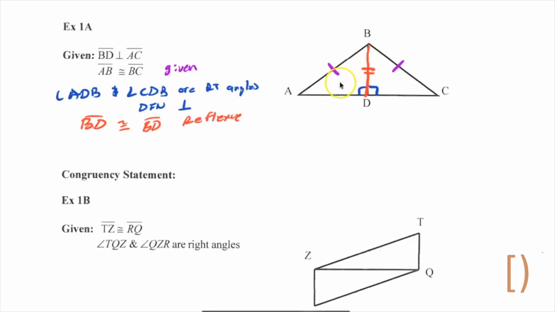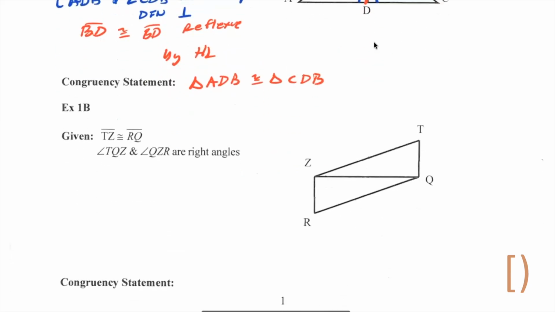And now we have this triangle is congruent to this triangle by HL. So now by HL, we have triangle ADB. Now again, it does not matter how you start the triangle. So I went ADB, so I just got to match it. So it must be CDB, like that. Okay, let's do another one.